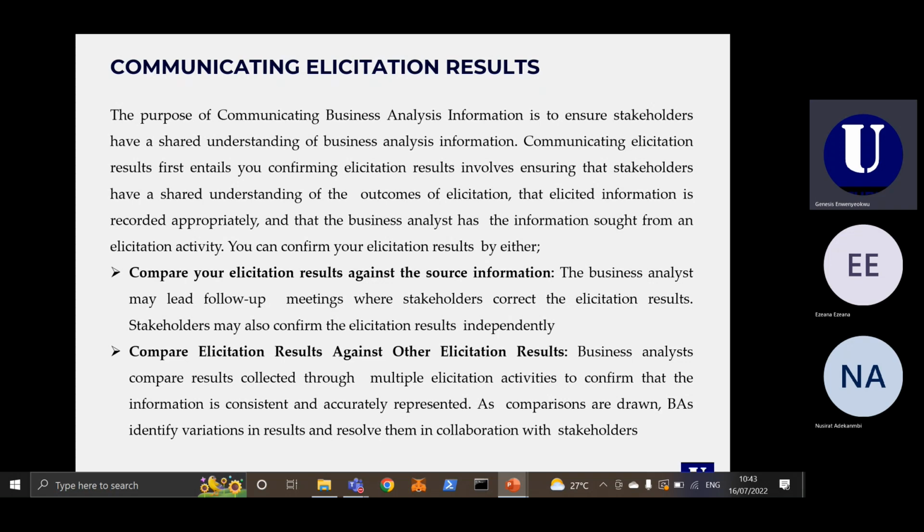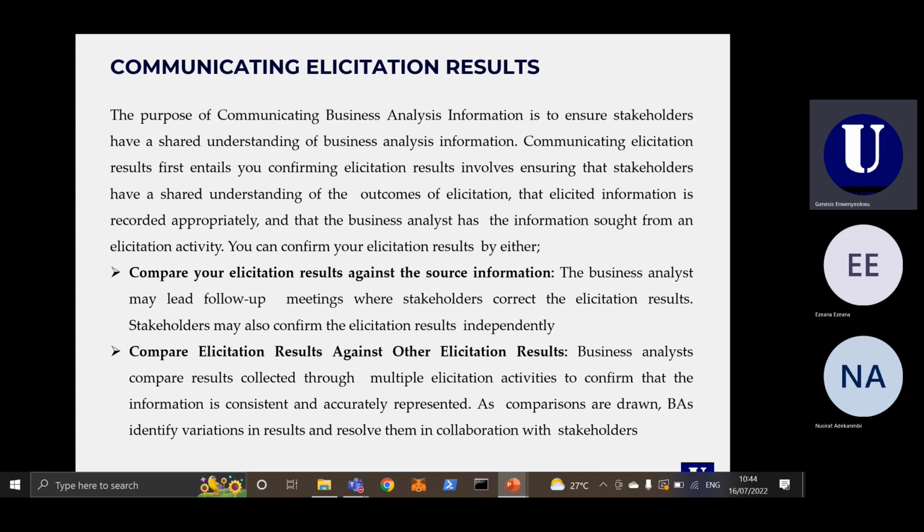What do I mean? So you have done elicitation, elicited requirements from the head of HR in Access Bank. And you have also gone ahead to elicit requirements from the general manager of Access Bank. You can compare these elicitation results against each other, right? To ensure that they are consistent and accurately represented.